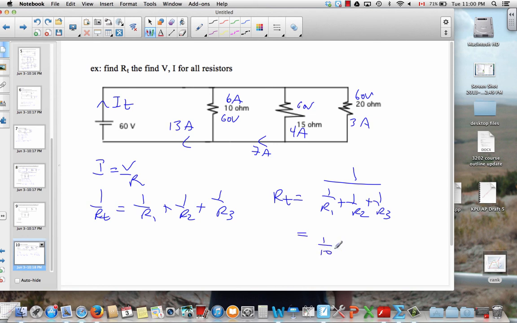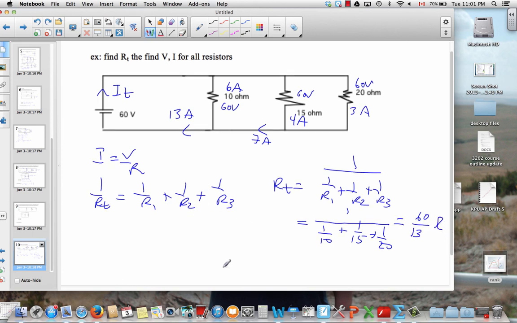So this is going to be a 10th plus a 15th plus a 20th, and then take the reciprocal of that. The common denominator is 60. That's 6 on 60, 4 on 60 and 3 on 60. 6 and 4 and 3 is 13 on 60, and then you take the reciprocal.